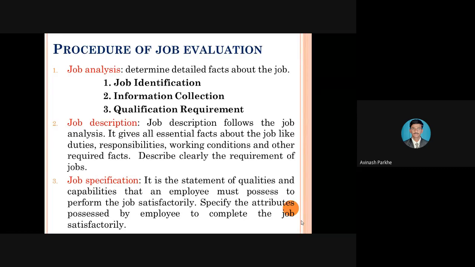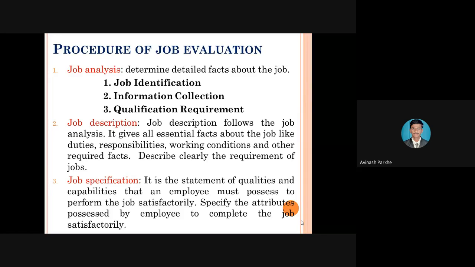So what is the task to be performed, how many operators are working, who is working on that particular task, how the task will be performed, which equipment we are using. Such types of questions we have to ask, and from those questions you will get the information. Therefore, the second step is called information collection.